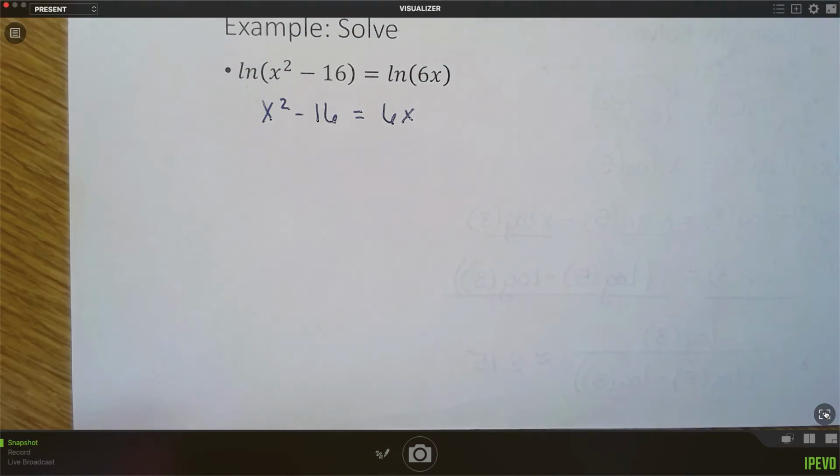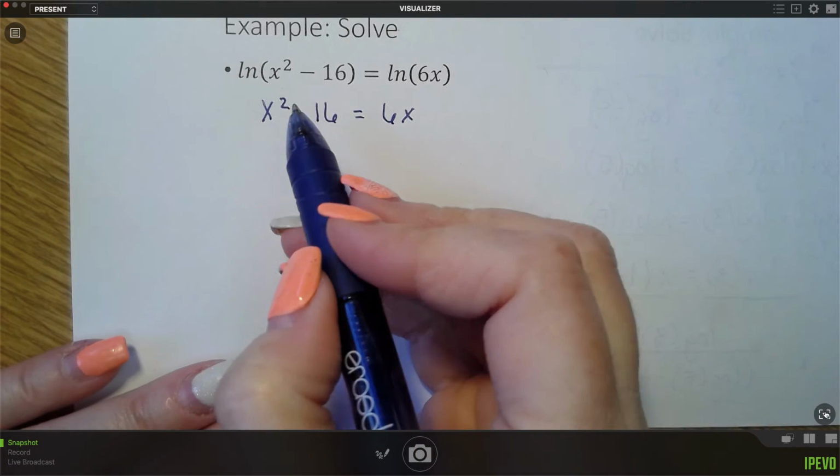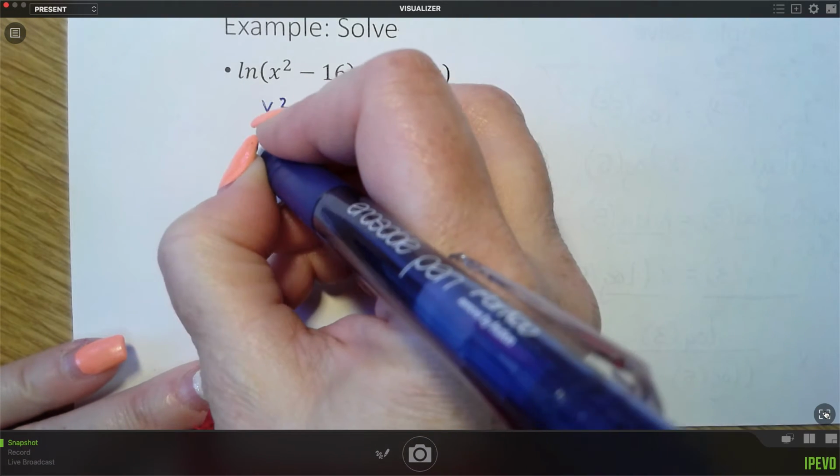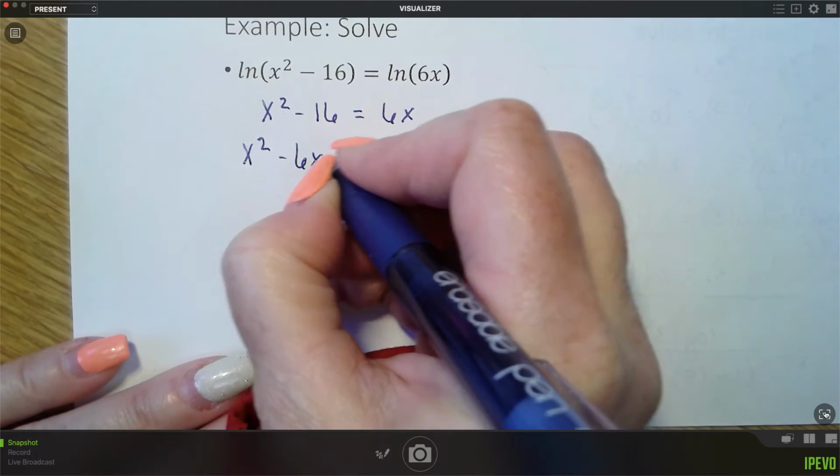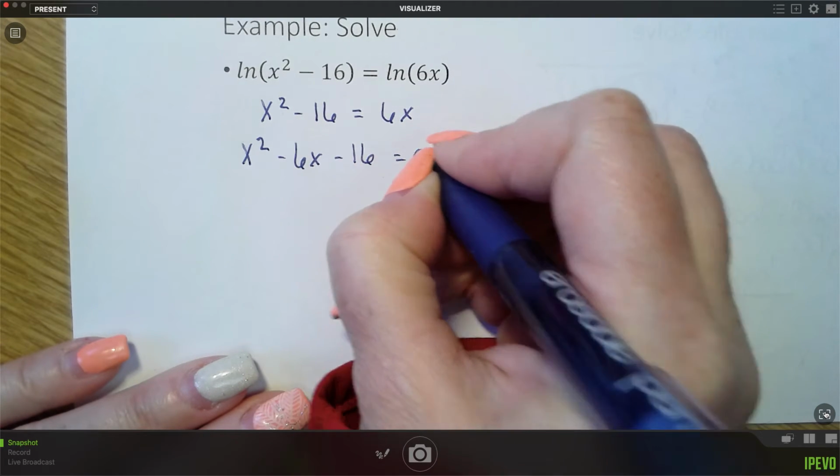So now we can move that to one side. Now wait a second, it's a quadratic. What do you have to do when it's a quadratic? Can you take the square root of it? No. Not yet. Subtract the 6x over. It has to be equal to 0. Then we have to factor, because it's quadratic. So x squared minus 6x minus 16. And now we factor it.